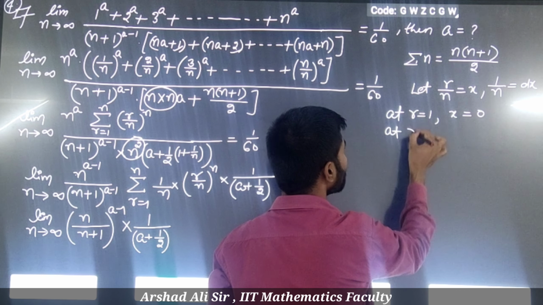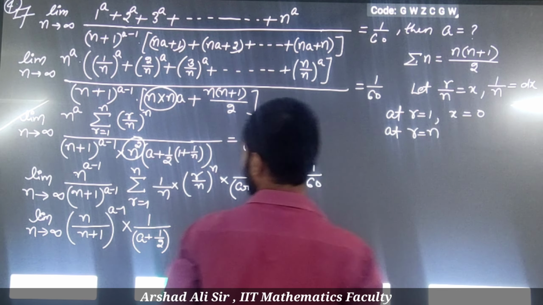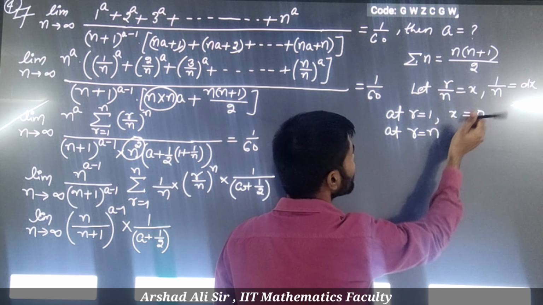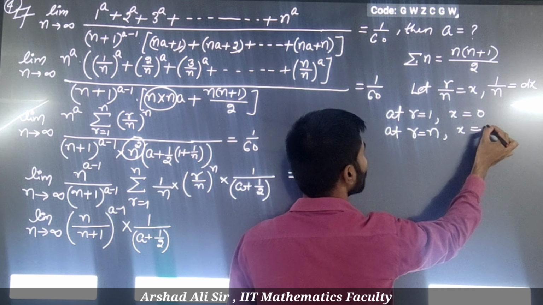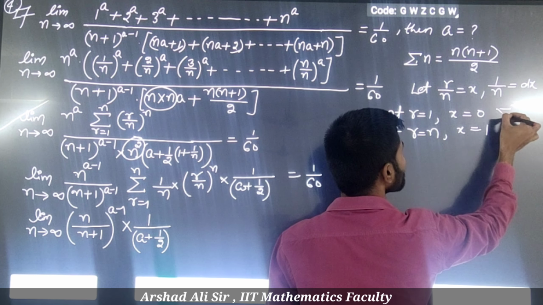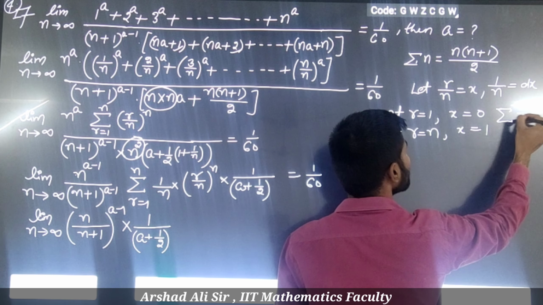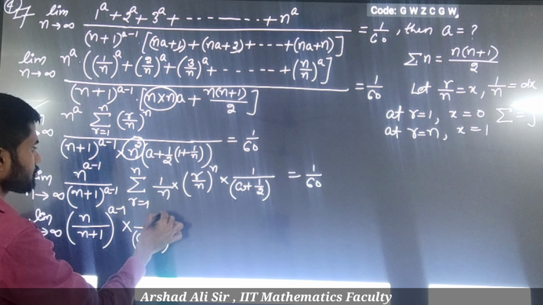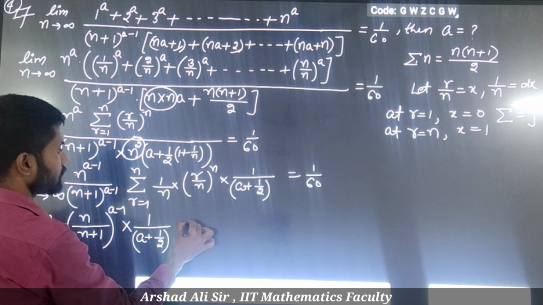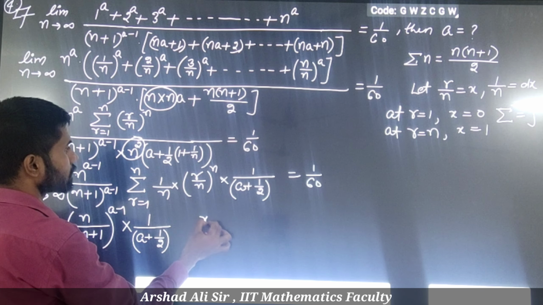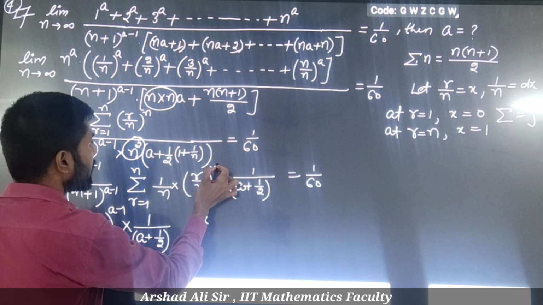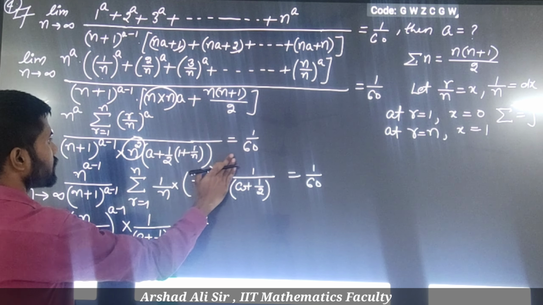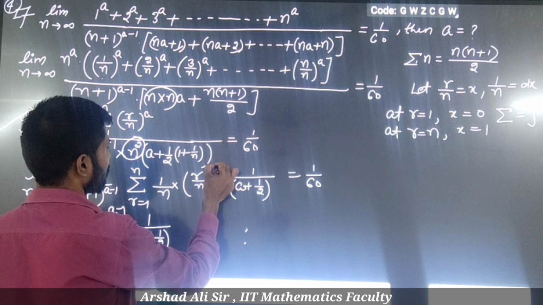But if you put the upper limit, what is the upper limit? r equal to 1 to n, so n by n will be 1, x equal to 1, and instead of the summation sign we can write integration. So here we are changing our question: r by n means x, and x to the power n. n means what we have here? Here we have a power. Okay, the same we can write as the power a.